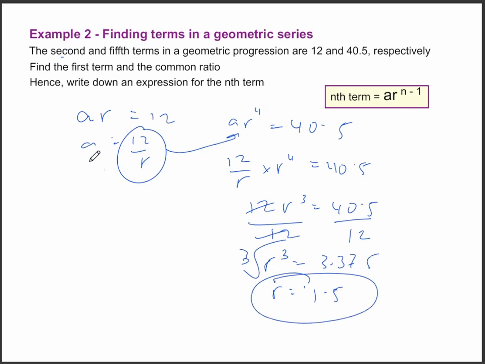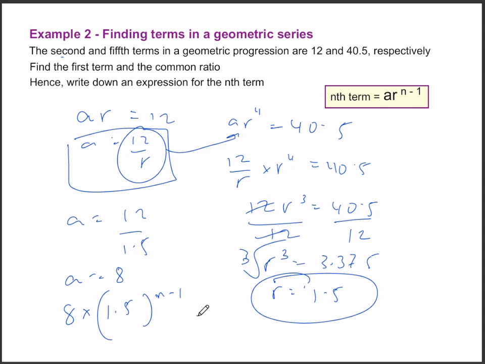And our first term, we can find from this right here. A equals 12 over 1.5. We will get that A equals 8. And with that, we can get our nth term expression, which is going to be 8 times 1.5 power n minus 1 to give you the nth term right here.